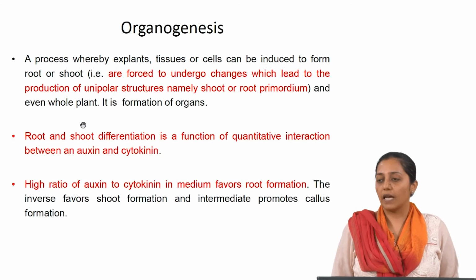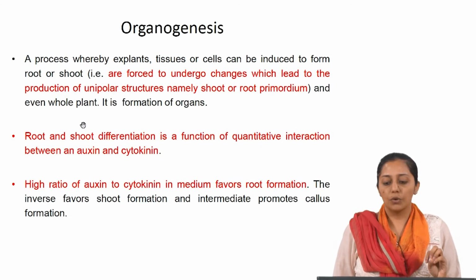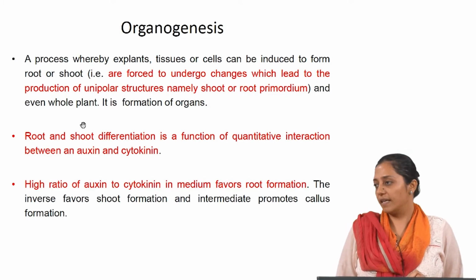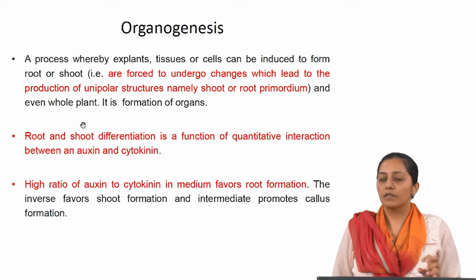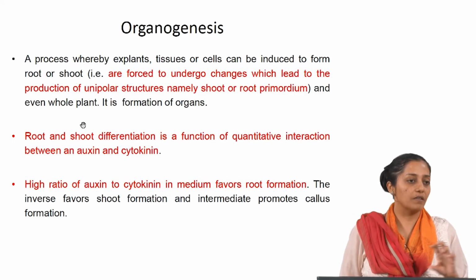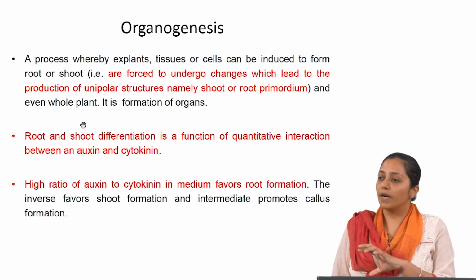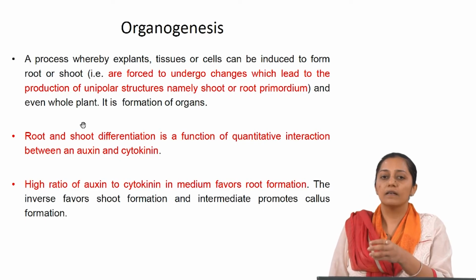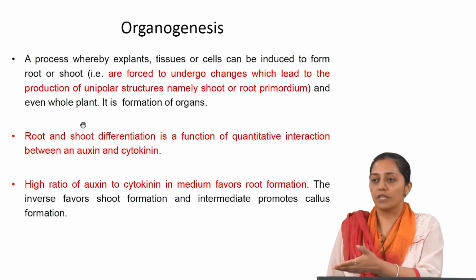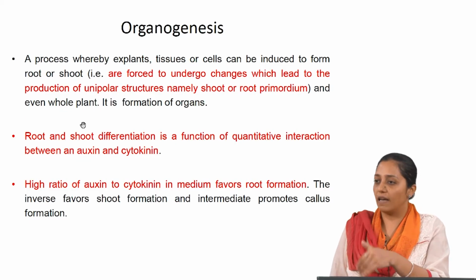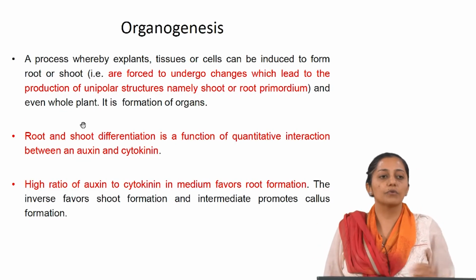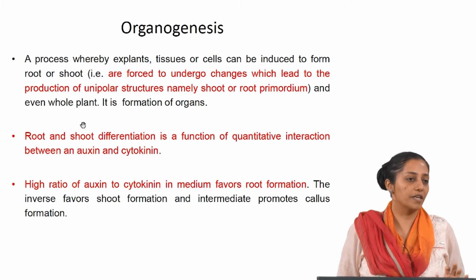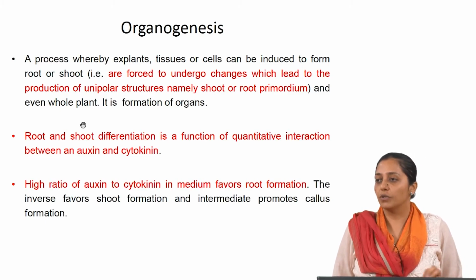Now, what happens in organogenesis? The cells are forced to undergo changes which can lead to the production of unipolar structures, as I said, generally shoot. So, once you see that when shoot multiplication is done for regeneration, it is the shoot bud primordium which comes out, you get multiple shoots, and then later you put them into a root inducing medium such that these shoots will have roots before they are transferred to the fields. So, in organogenesis, shoot bud primordium is the objective when you are trying to regenerate new plantlets.